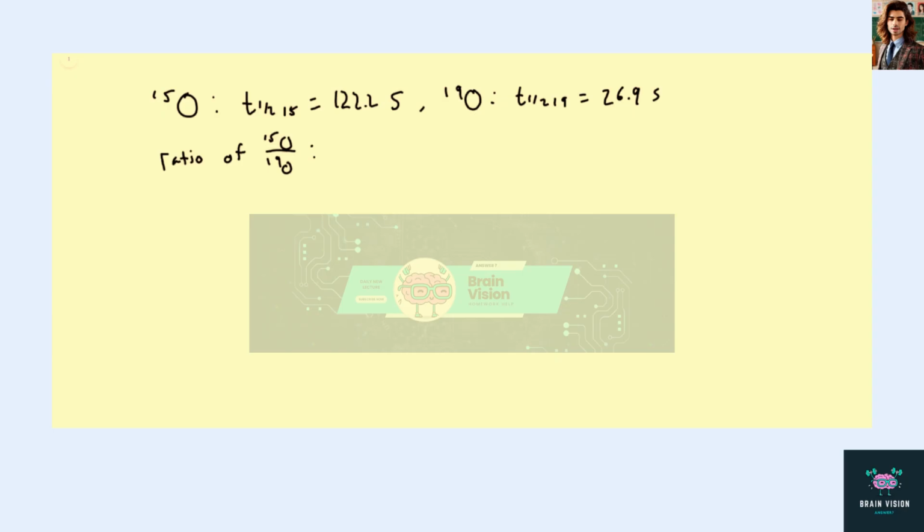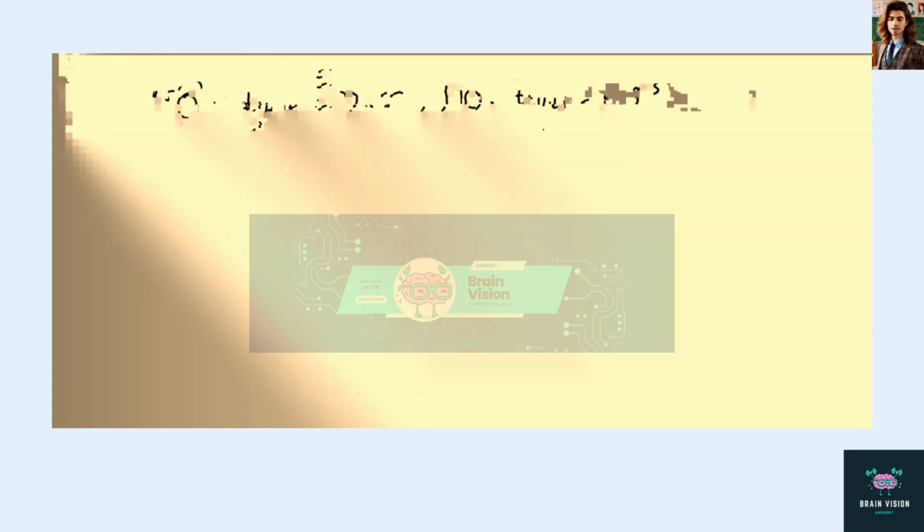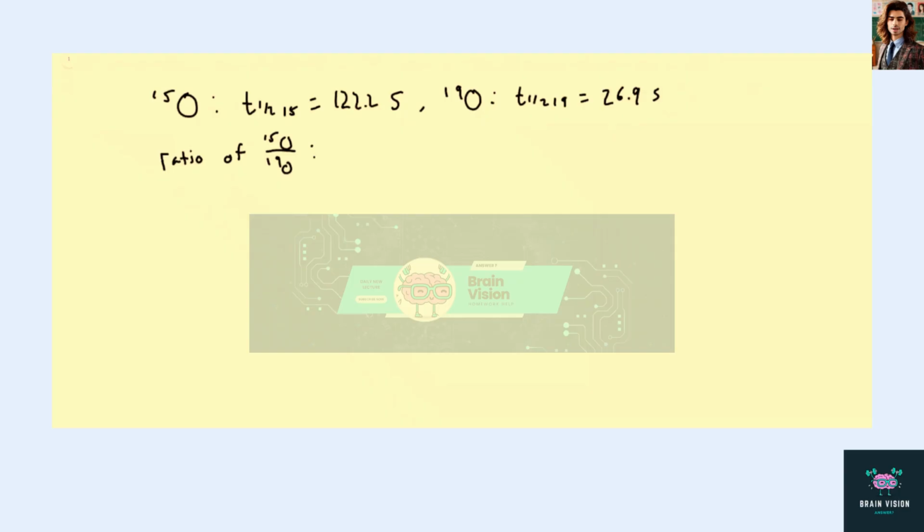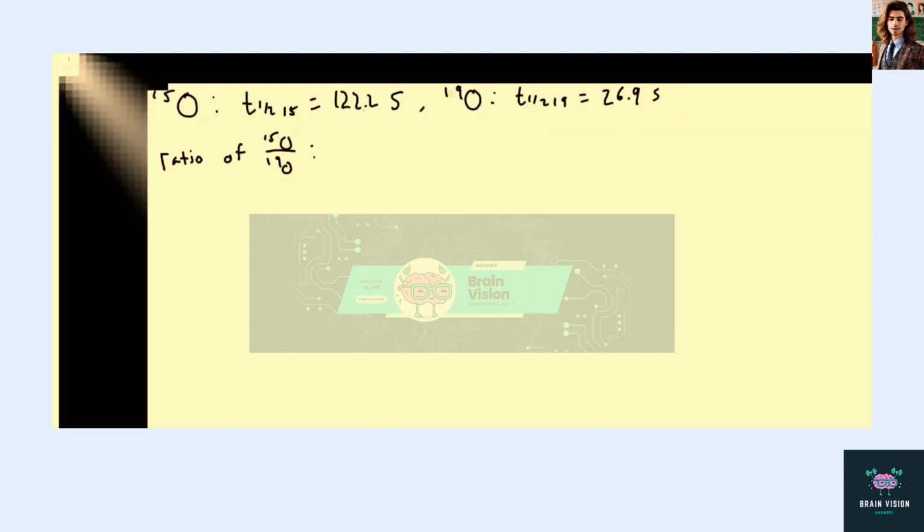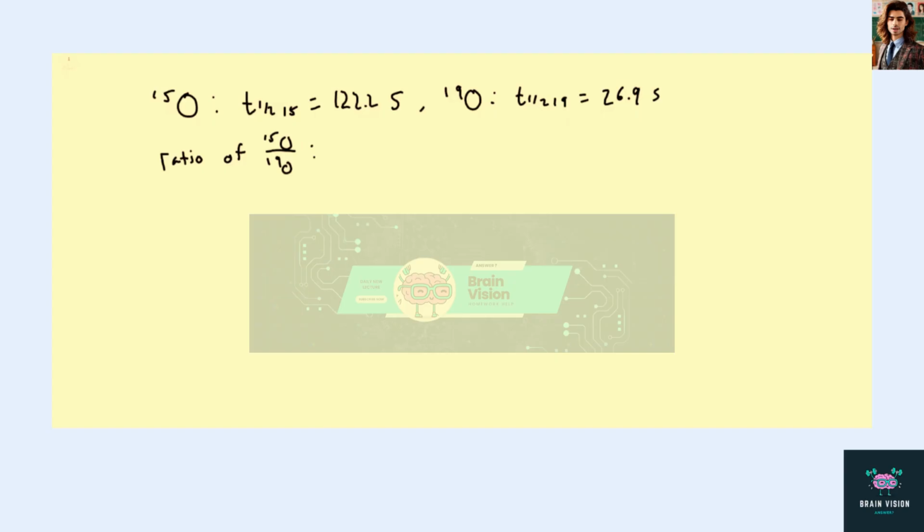We're told that oxygen-15 has a half-life of 122.2 seconds, and that oxygen-19 has a half-life of 26.9 seconds. And we know that the ratio of these two isotopes is exactly 1 at some time. We want to find what the ratio of the two isotopes is after 3 minutes and 12 minutes.